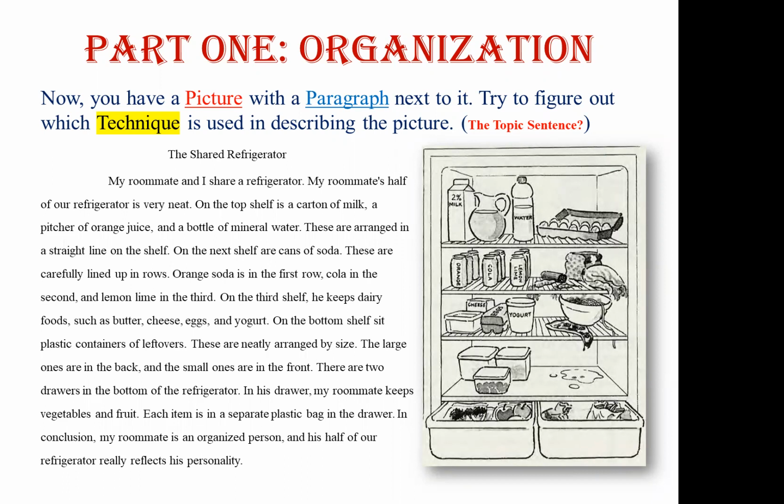Also, the topic sentence. We're always repeating that the topic sentence is the first sentence in a paragraph, but here it is kind of different. My roommate and I share a refrigerator. This is not the topic sentence. The topic sentence is the second sentence, which is my roommate's half of our refrigerator is very neat, because this sentence tells the reader that the paragraph will be discussing my roommate's half of the refrigerator, and also will be discussing that it is very neat. So the topic sentence is the second sentence here, not the first.